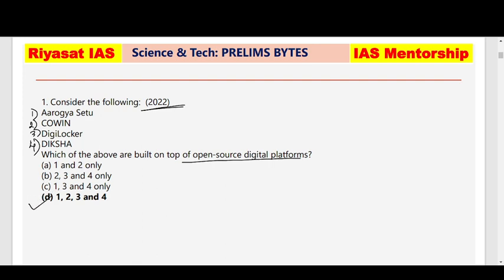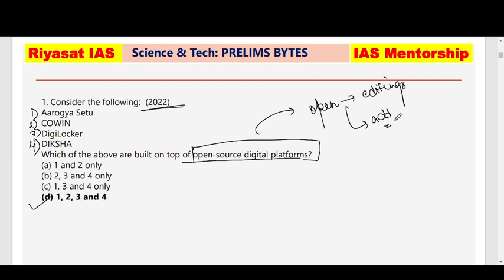The answer is D. Basically, what is an open source digital platform? This means that it is open to some editing, to add any type of data. Take any of these apps, say the DigiLocker app. If it is not open, then how will you upload your data, how will you upload your document?